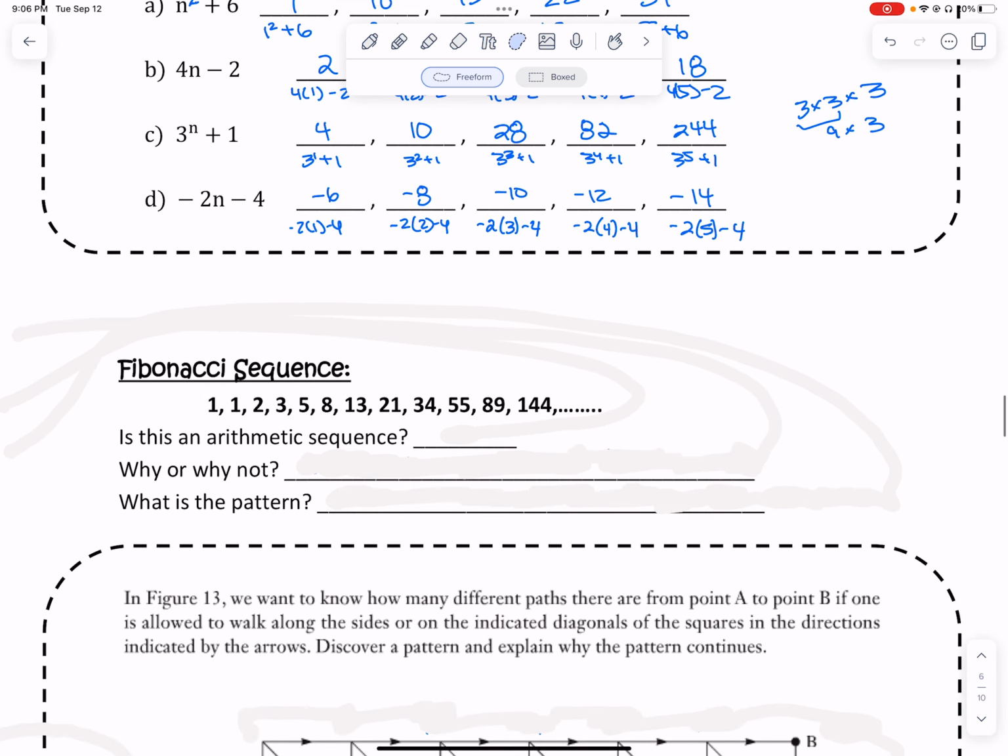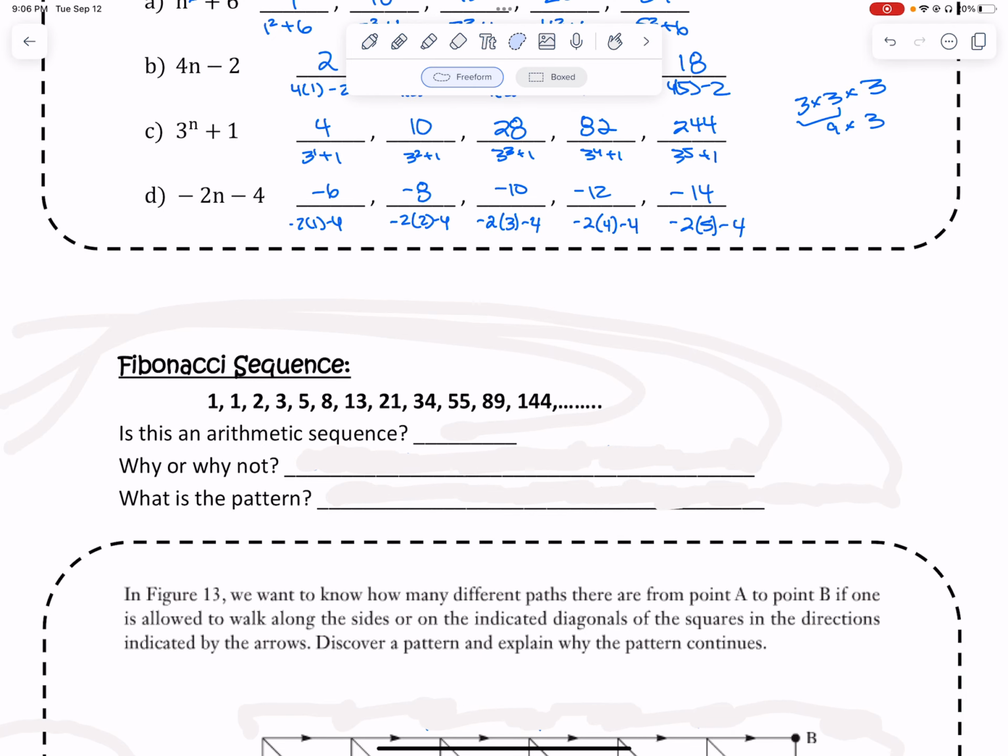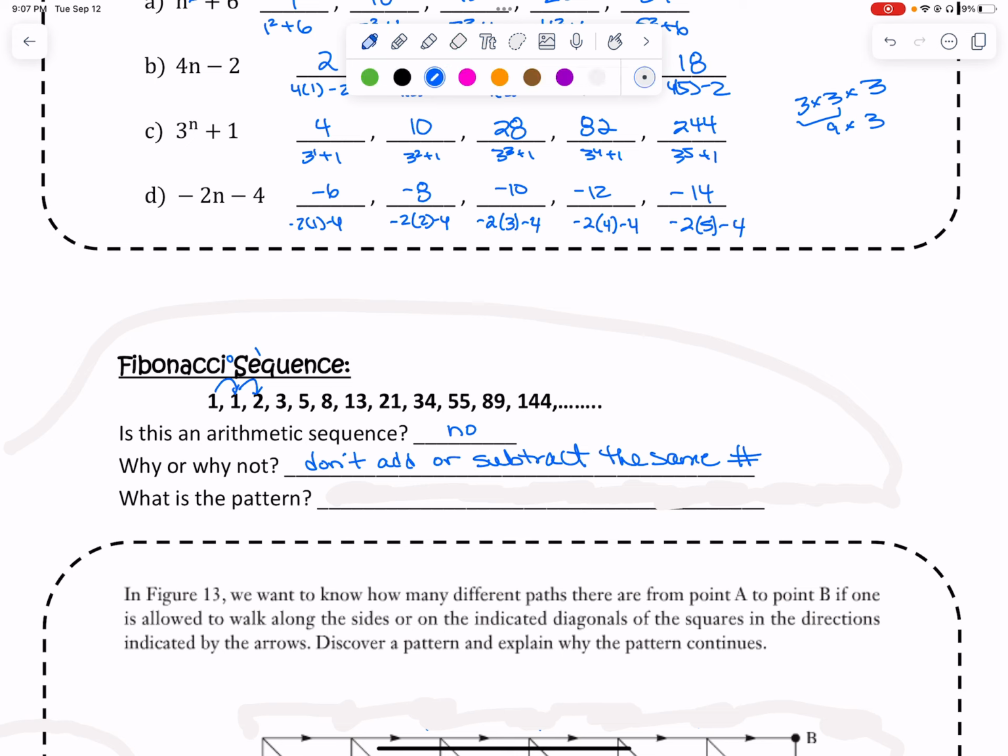All right, now I want you to look at this Fibonacci sequence. Let's determine first, is it arithmetic? In other words, do I add to get to the next one? Well, notice here I'm adding nothing, but here I'm adding 1. So it's not arithmetic because it has to be the same, right? So it is not arithmetic. Why not? Because you're not adding or subtracting the same number. So what's the pattern? I don't know. Let's see if I can figure it out.